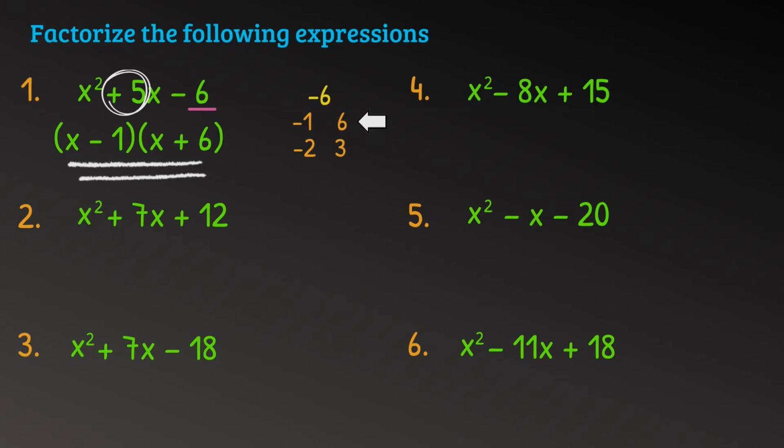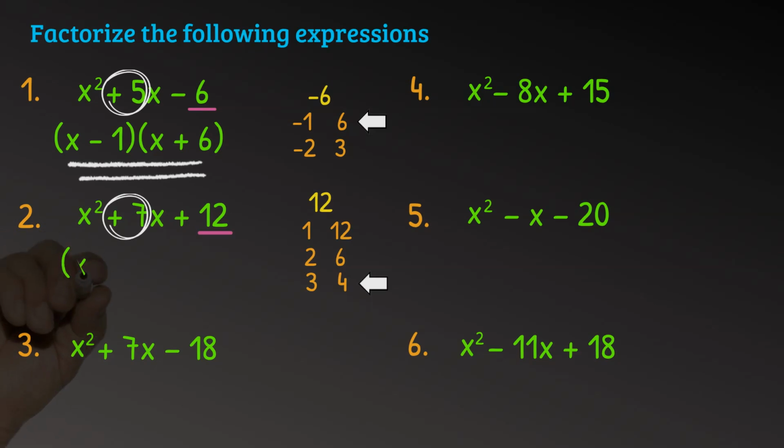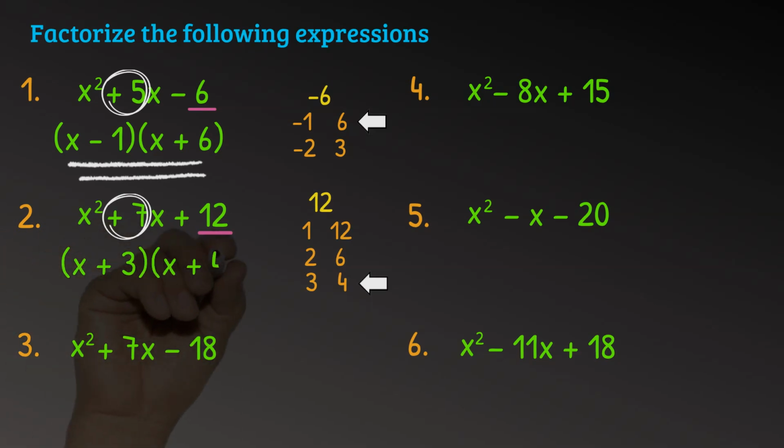In number 2, we need to find two numbers that multiply together to give us 12. So that includes 1 times 12, 2 times 6, and 3 times 4. But our numbers also need to add up to 7. And if we look down our list, we can see we have 3 and 4. Well, they add up to 7, so these must be the numbers we need for our answer. So the answer is x plus 3 times x plus 4.